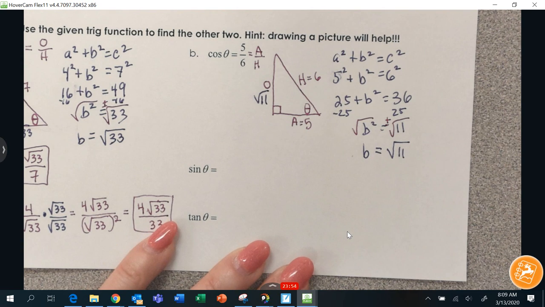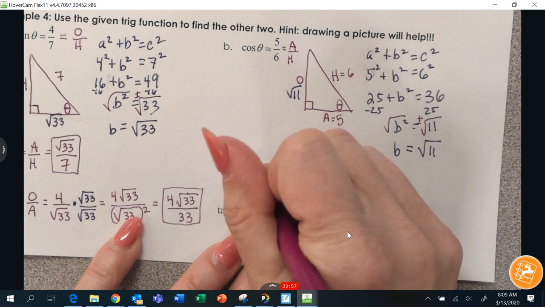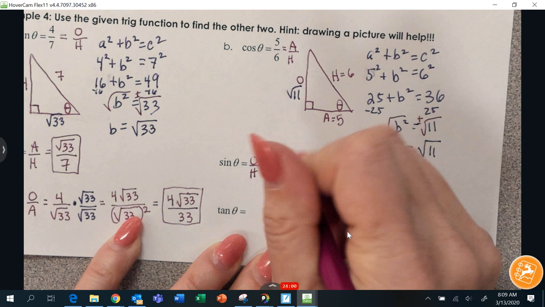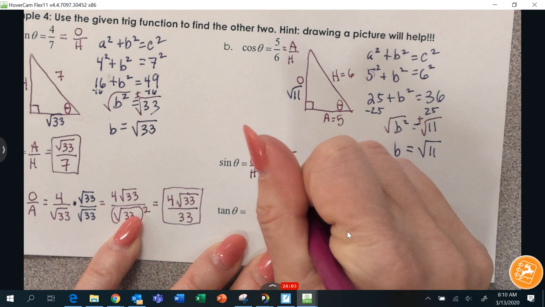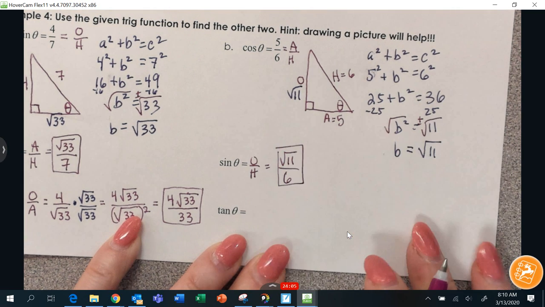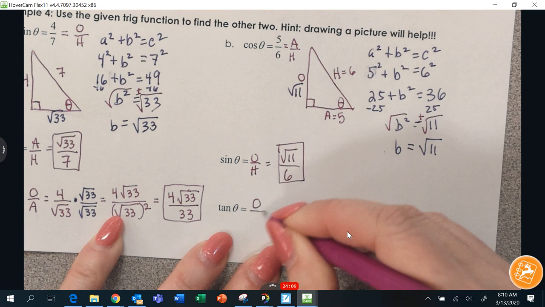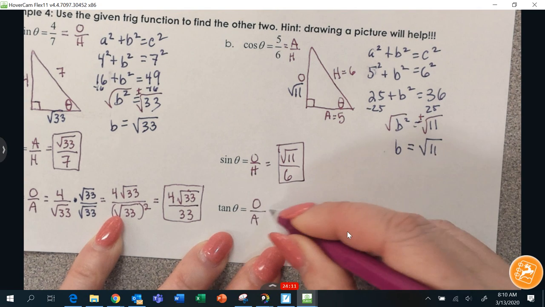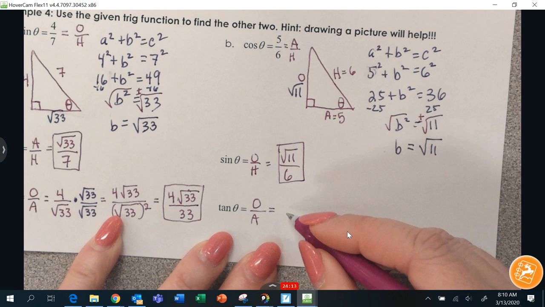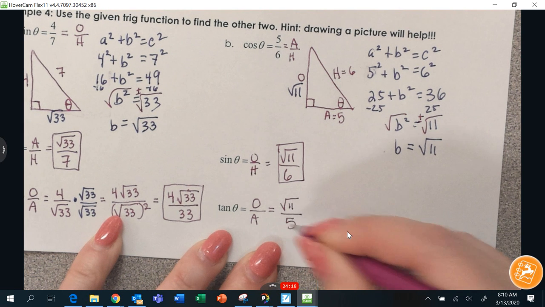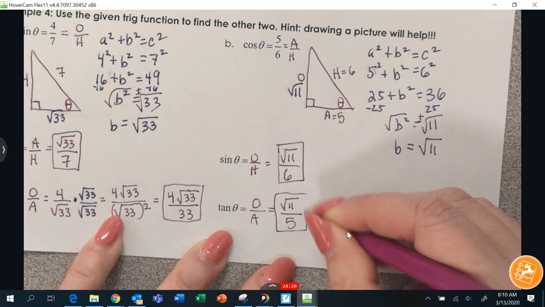To find the sine, so SOH, we do opposite over hypotenuse. So square root 11 over 6. That cannot reduce. And for tangent, we do TOA, O over A. We put in our opposite, square root 11, over our adjacent, 5. And that does not reduce.